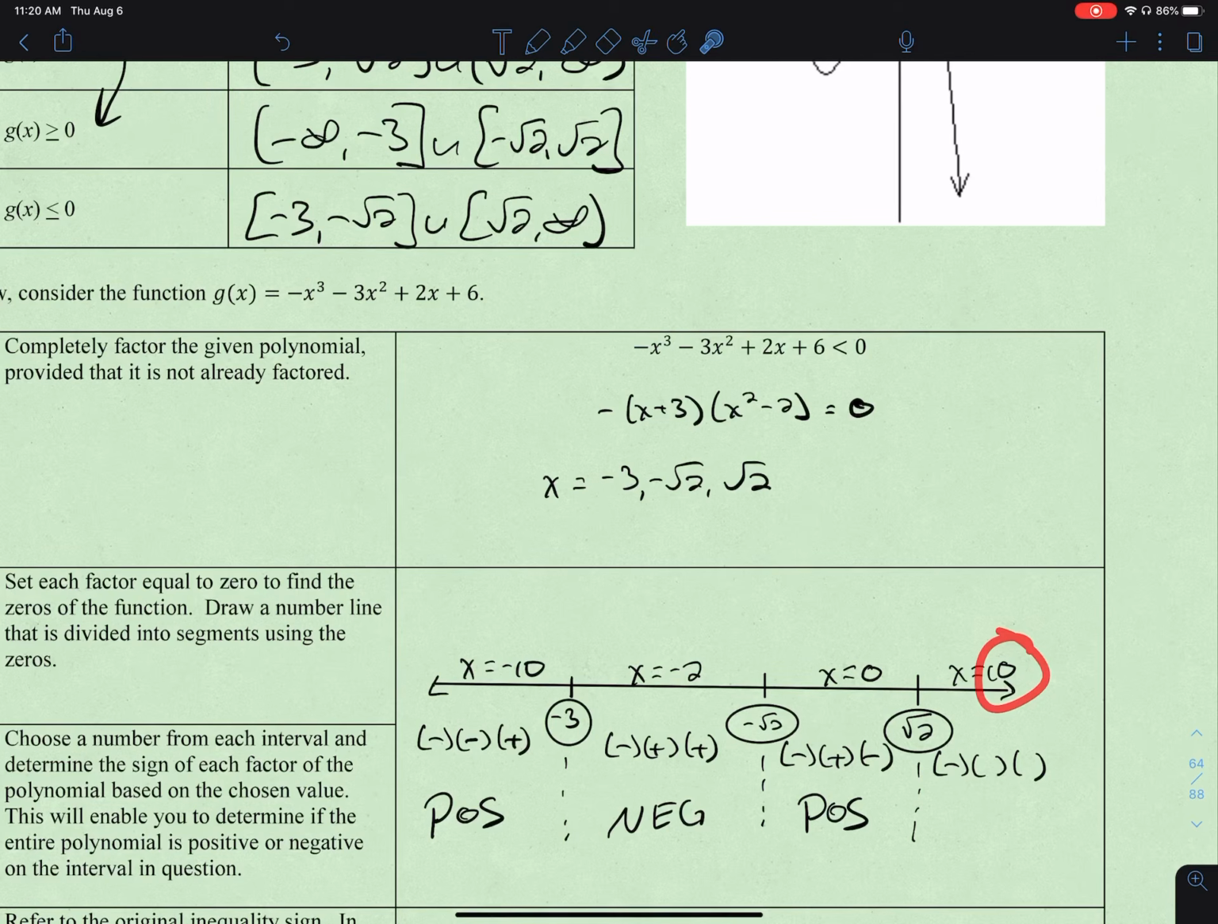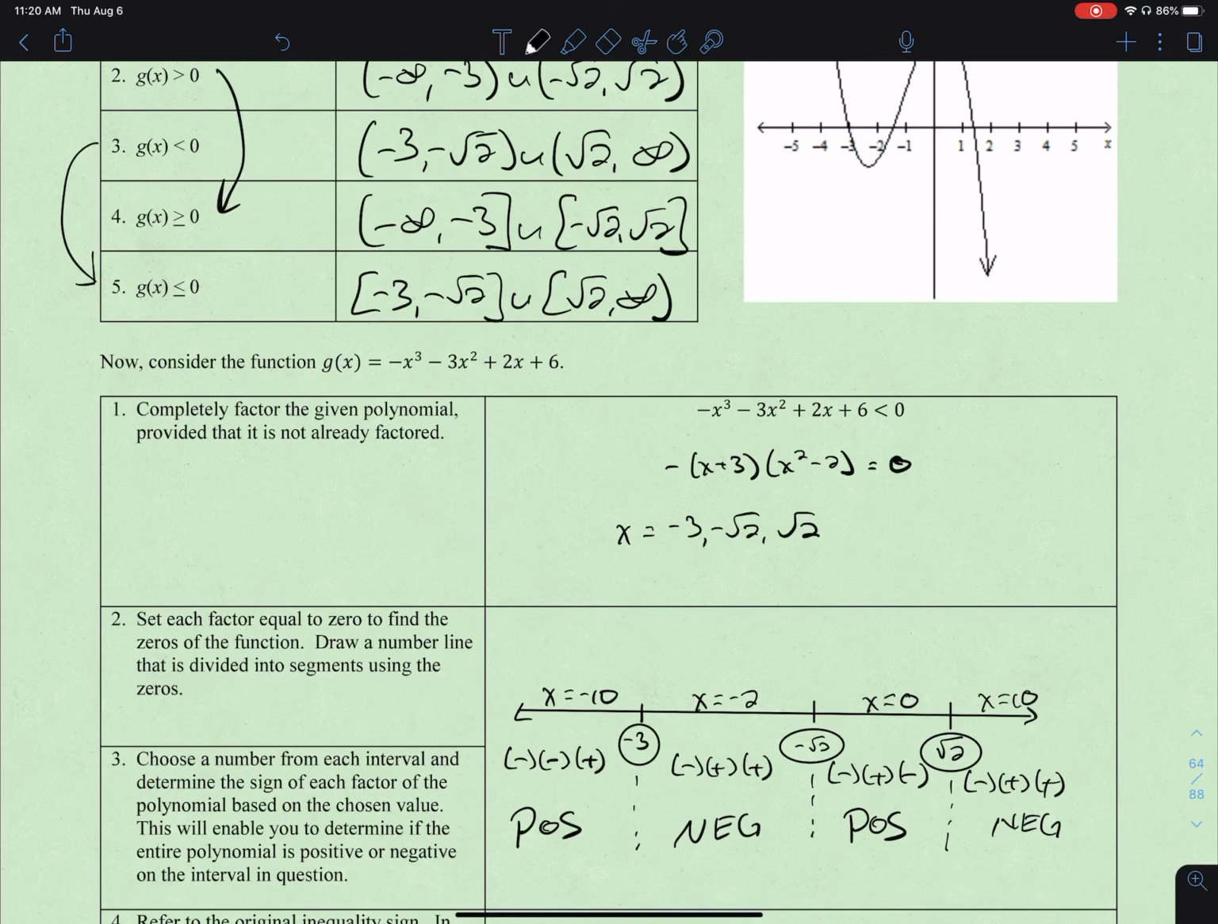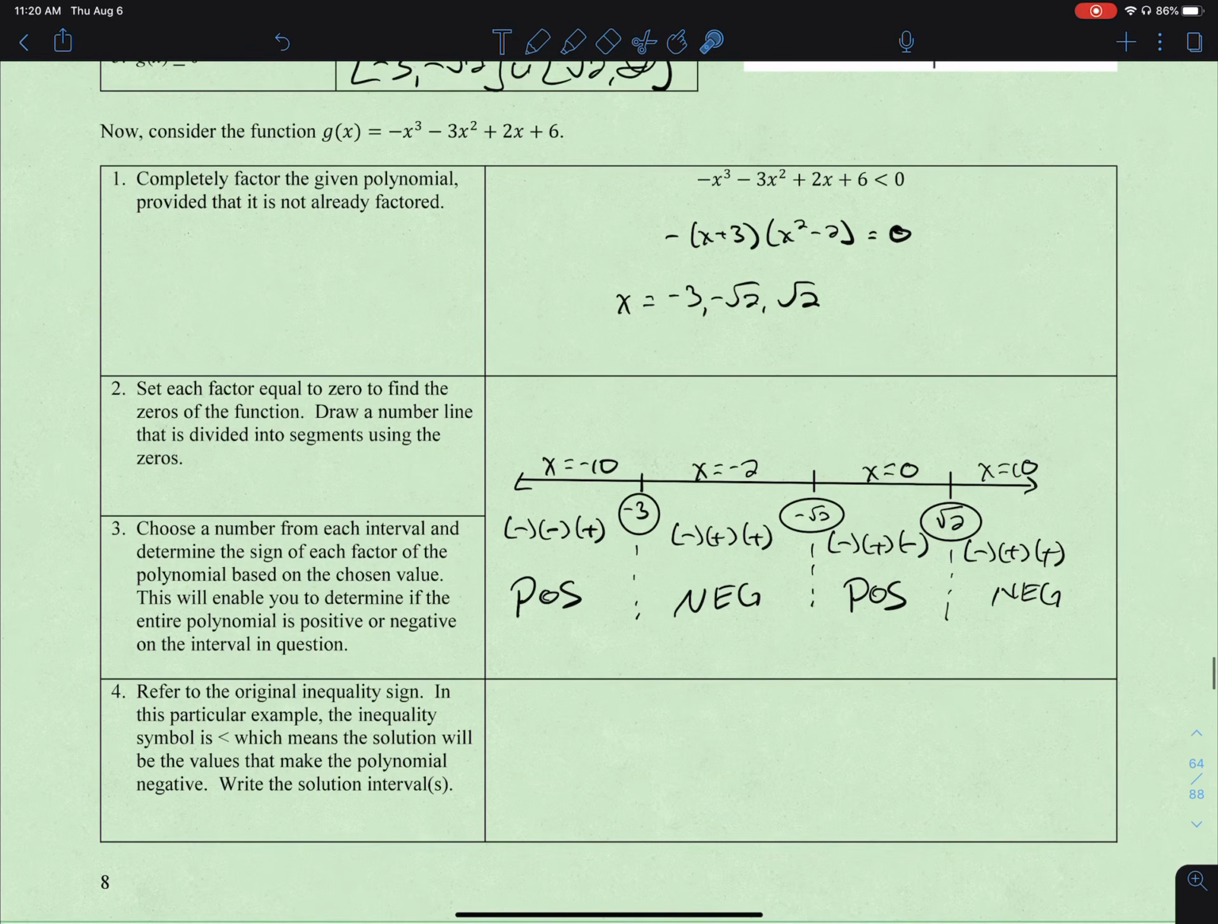If I put a 10 in, 10 plus 3 is positive. 10 squared minus 2 is also positive. We have this negative out in front. If you multiply those, you get a negative. We expect the end of the graph to be below the x-axis. It is.